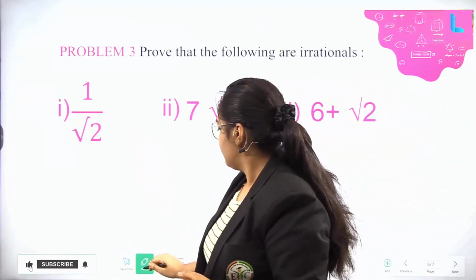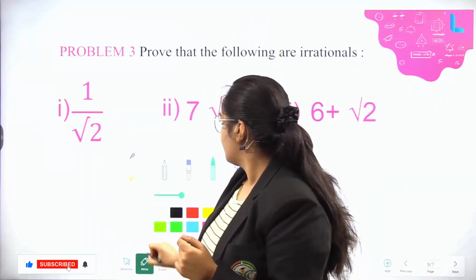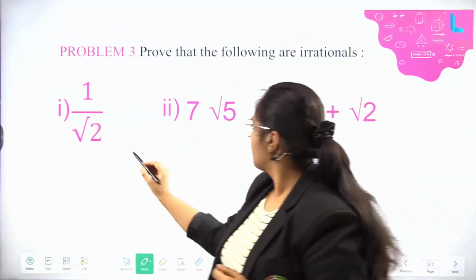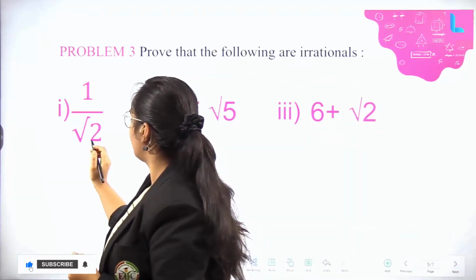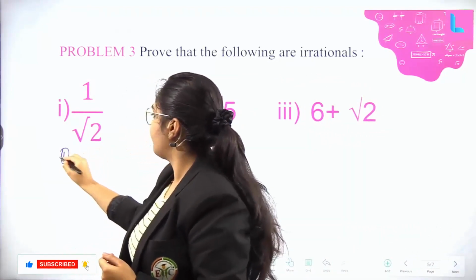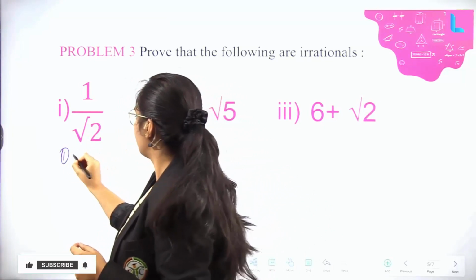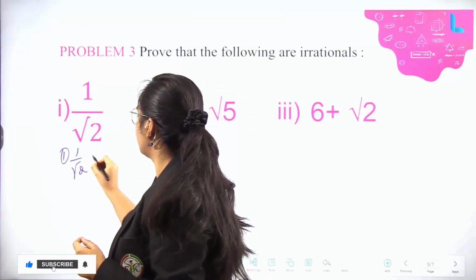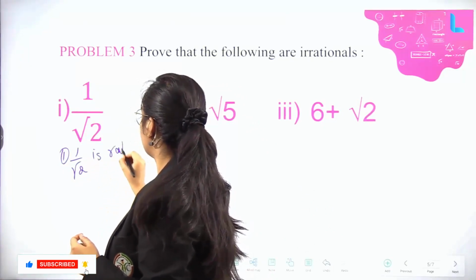See, 1 upon root 2 is there. First thing you have to consider is 1 upon root 2 is rational.